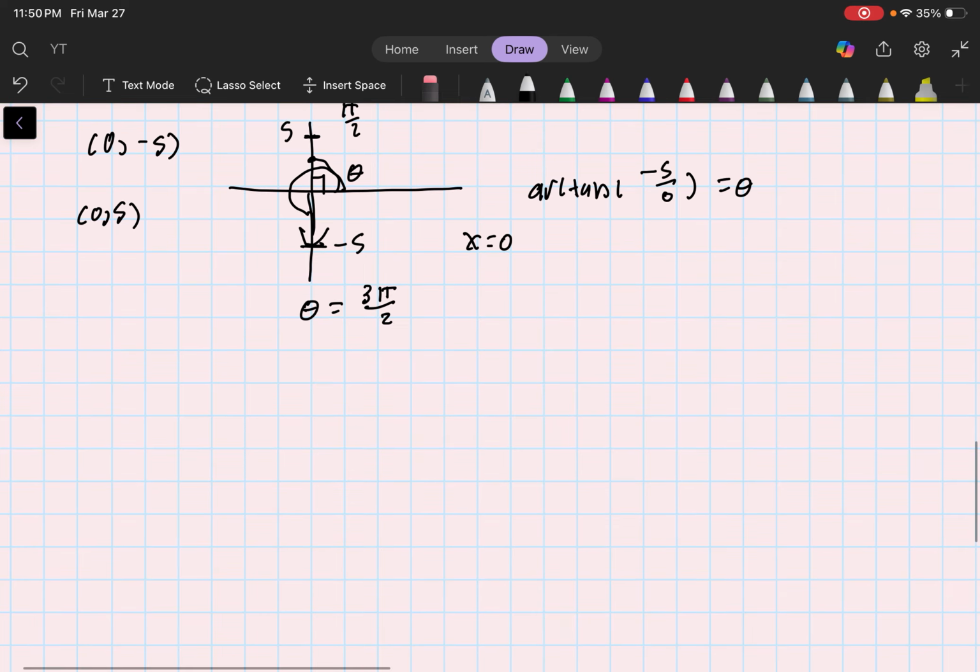From here, we can find our distance. r is equal to 0 plus 25, because 5 squared is 25. And that gives us r is 5. So therefore, our polar coordinate for this one is 5 and 3 pi over 2. And that is a way to convert from normal Cartesian into polar coordinates.